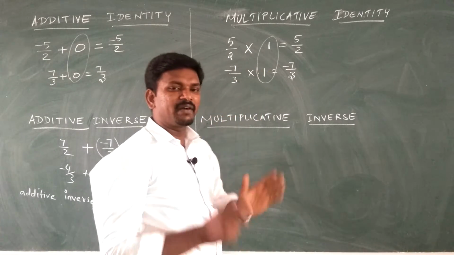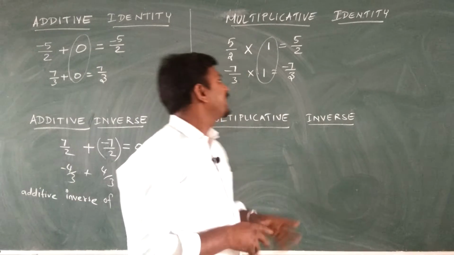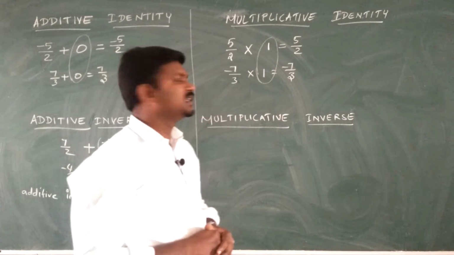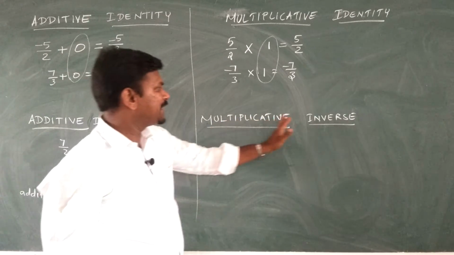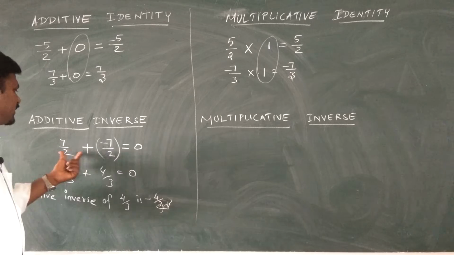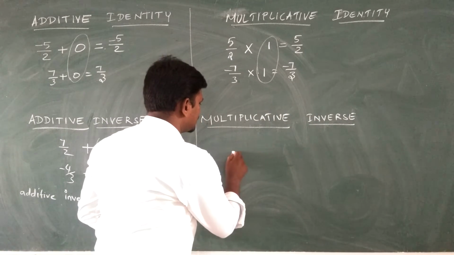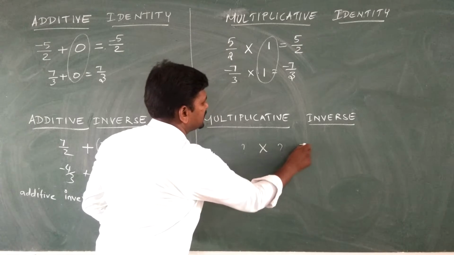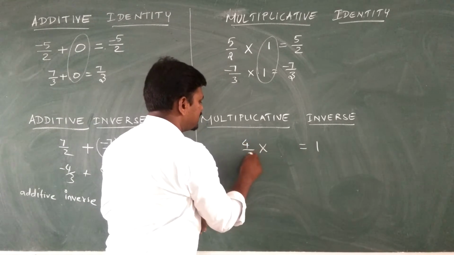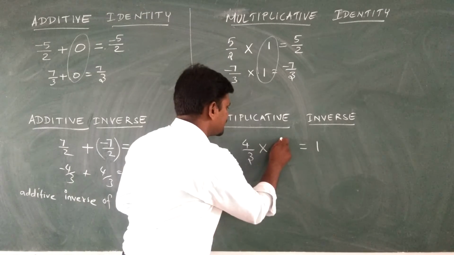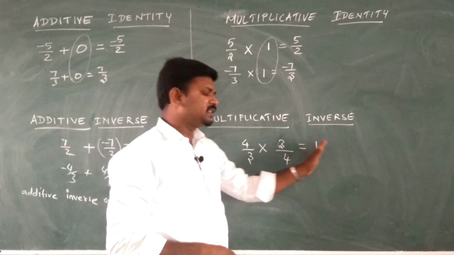So how can we write the definition? The product of any rational number and 1 is the number itself. So 1 is the multiplicative identity. Okay, what about multiplicative inverse? Here additive inverse means their sum is the additive identity. So multiplicative inverse means their product is the multiplicative identity. So when it becomes 1: 4 by 3 multiplied by 3 by 4, 4 will be cancelled, 3 will be cancelled, then 1 will come.